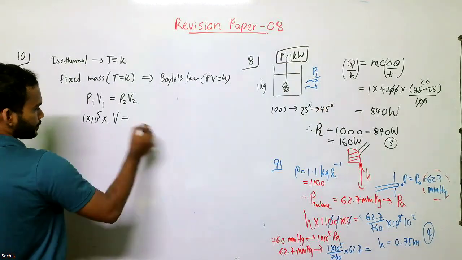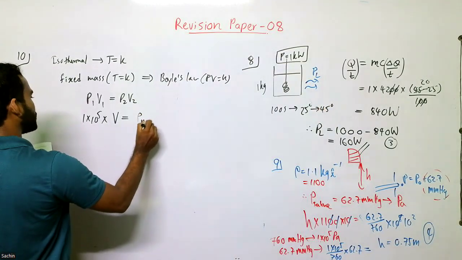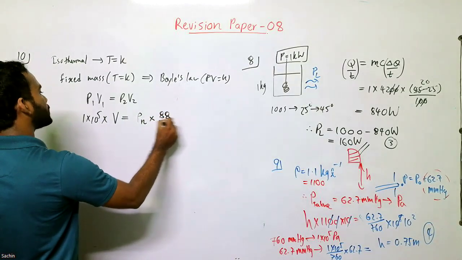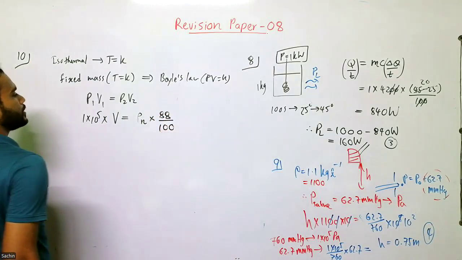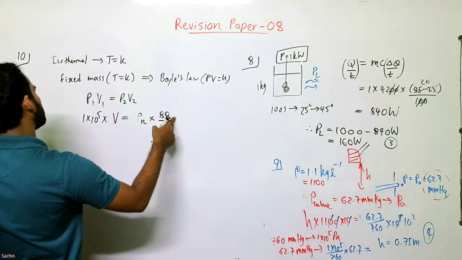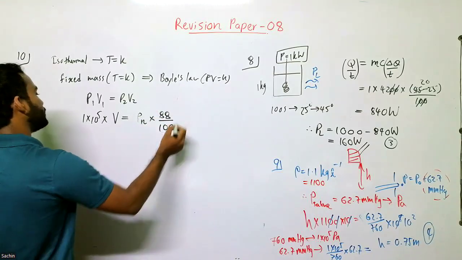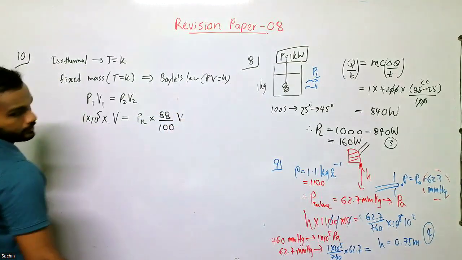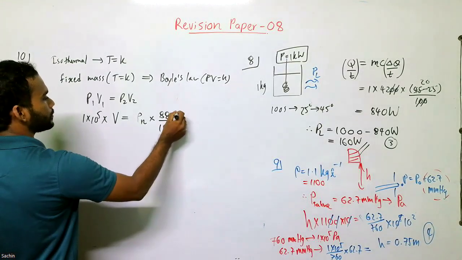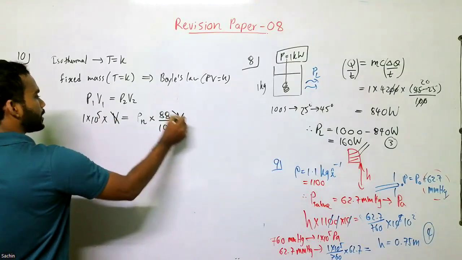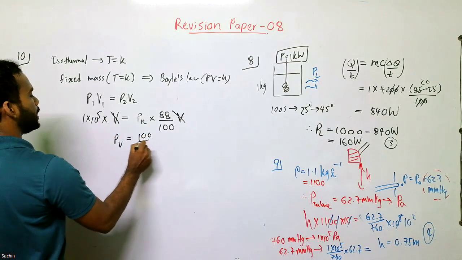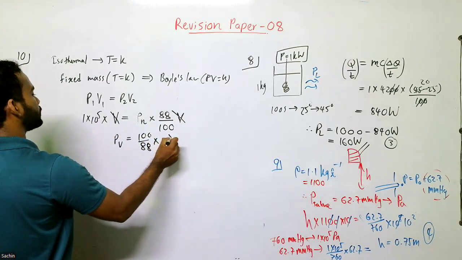82% should be remaining. So we need to calculate the new pressure, we will say Pn, and the new volume should be 82%. But when we are writing in that equation, we don't write the percentage, we write the fraction. So how to write the fraction? 88 divided by 100, V. Okay, initially V, now this much of V. V gets cancelled, so you obtain the new pressure as 100 divided by 88 into 10 to the power 5.